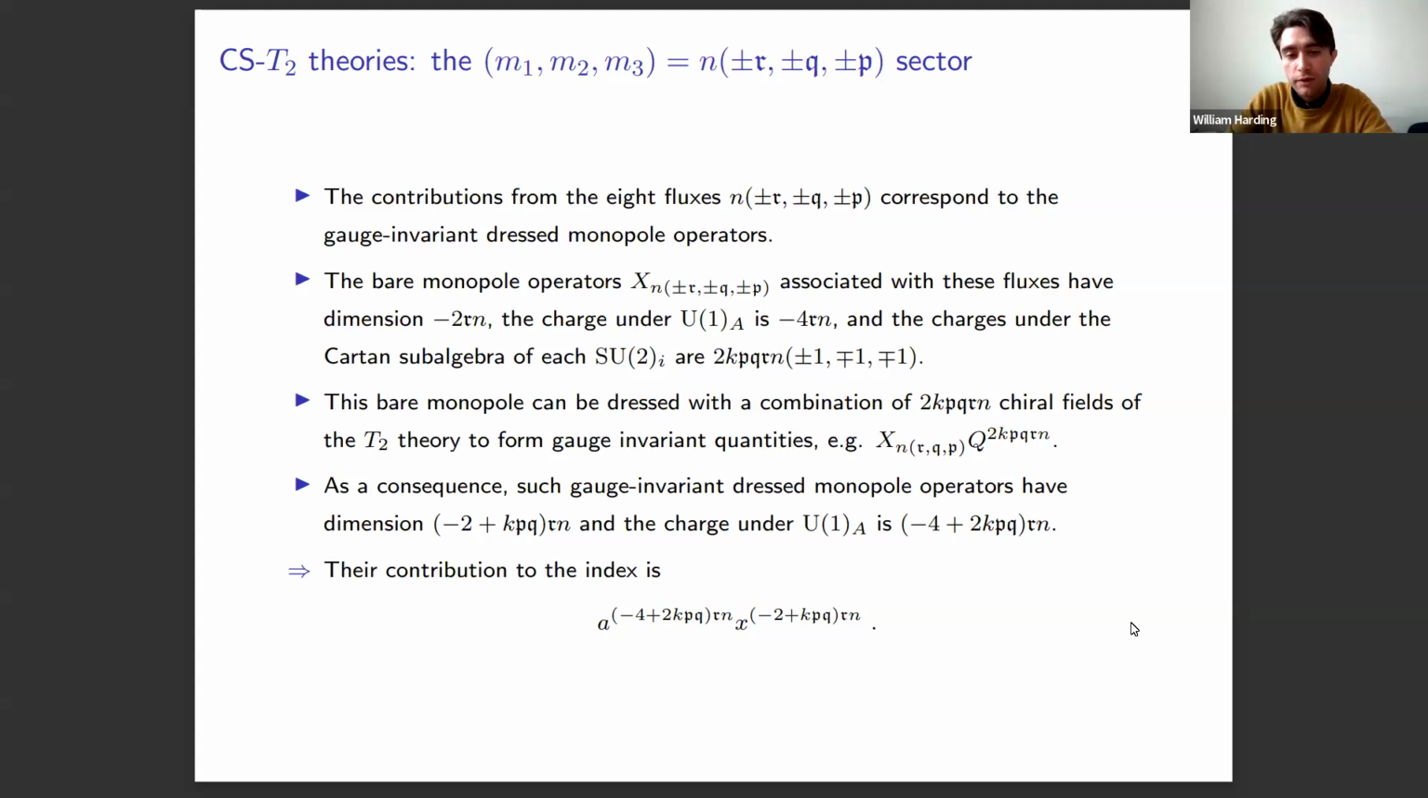And then we can study the dimension and the U(1)_A charge of such gauge invariant dressed monopole operators. Hence, the contribution to the index is the one I wrote down here. And by studying this contribution, you can actually see that it does not contribute to our argument related to SUSY enhancement. And now I will make a clear example, so this will be much clearer to you.